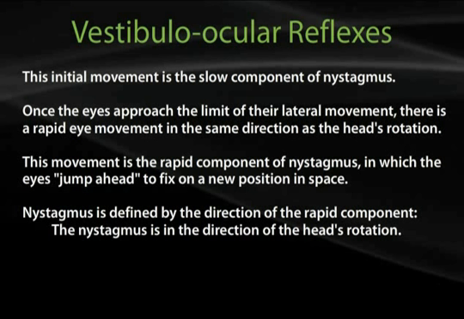Once the eyes approach the limit of the lateral movement, there is a rapid eye movement in the same direction as the head's rotation. This movement is the rapid component of nystagmus, in which the eyes jump ahead to fix on a new position in space. Nystagmus is defined by the direction of the rapid component. The nystagmus is in the direction of the head's rotation.